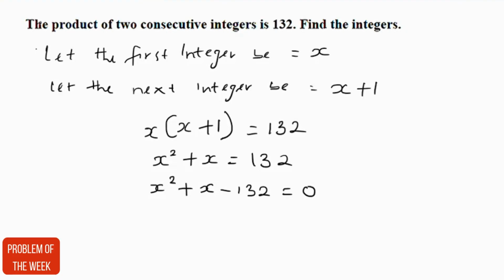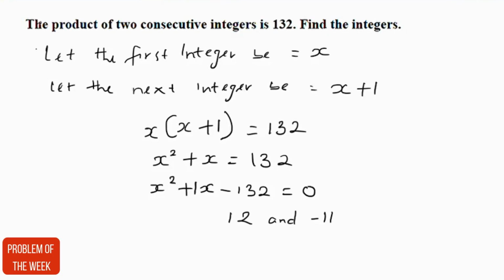So how do we solve this? We have to factorize. To factorize, we need two numbers that when multiplied give us negative 132, and when we add them up, give us 1, because the coefficient of x here is 1. Okay? So those two numbers are 12 and minus 11.